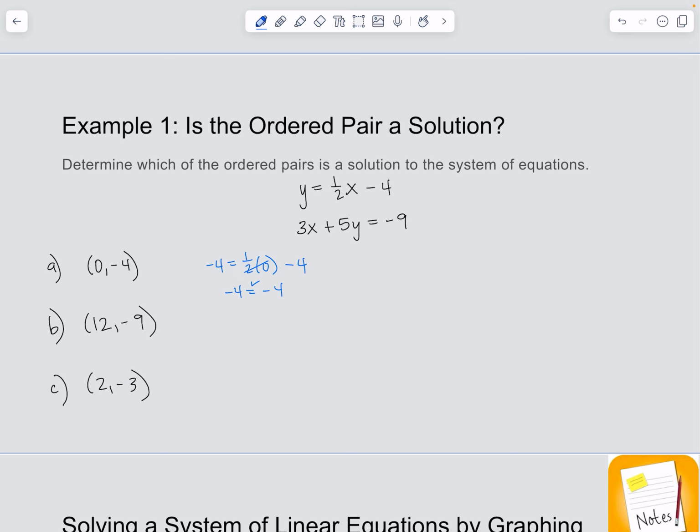Now the other one also has to be true for it to be a solution. 3 times 0 plus 5 times -4 equals -9. -20 equals -9. Not true. So this is a big fat no, not a solution. Next, (12, -9). So x comma y, so we've got -9 equals 1/2 times 12 minus 4. -9 equals 6 minus 4. -9 equals 2. Okay, so right away, it's a no.